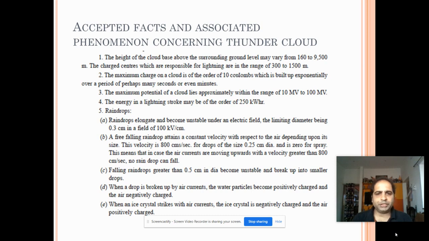The maximum potential of a cloud lies approximately within the range of 10 megavolts to 100 megavolts. The energy in the lightning stroke may be of the order of 250 kilowatt hour.